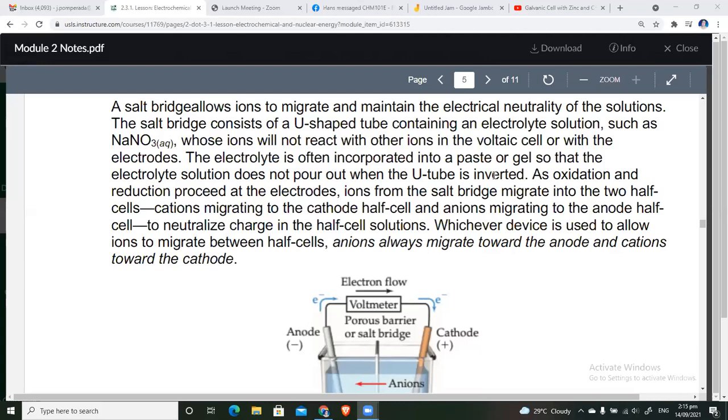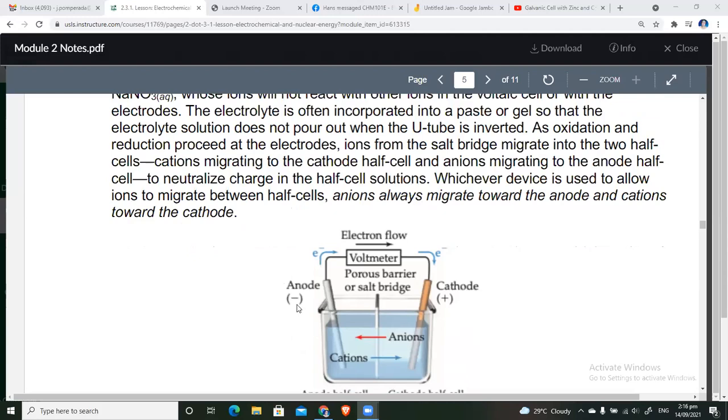It does not spill. As oxidation and reduction proceed at the electrodes, ions from the salt bridge migrate into the half cells, cations migrating to the cathode half cell, and anions migrating to the anode half cell to neutralize the charge in the half cell reactions. Whichever device is used to allow ions to migrate between half cells, anions always migrate towards the anode and cations towards the cathode.